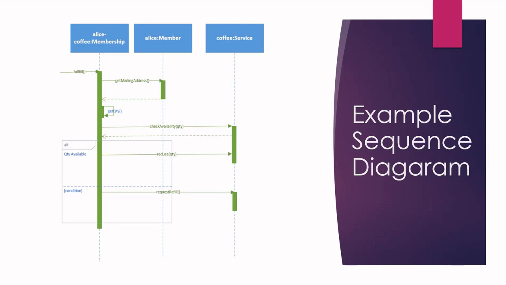All right, and depending on what returns, we see here that there's an alternative. That would be translated into an if statement, based on what returns. If the quantity is available, then reduce that quantity from the stock. Otherwise, request a refill. Okay? So does that make sense? This is the kind of interaction that we would need to translate into code. Does that make sense?